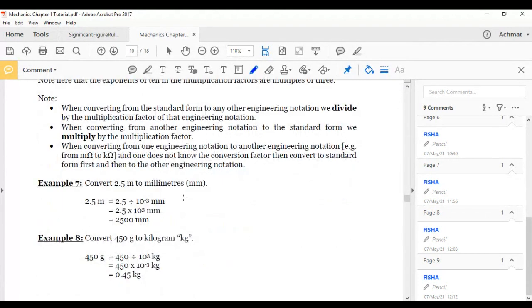Here are some examples. 2.5 meters converted to millimeters. Can you see the meters? That is standard form. Millimeters will be a prefix, milli. So you look at the conversion factor for this one over here. That is milli, so that means times 10 to the minus 3. So you have to divide by 10 to the minus 3, which means multiplied by 10 to the 3. So 2.5 meters would be 2.5 times 10 to the 3 millimeters. And there's the answer if you multiply it out.